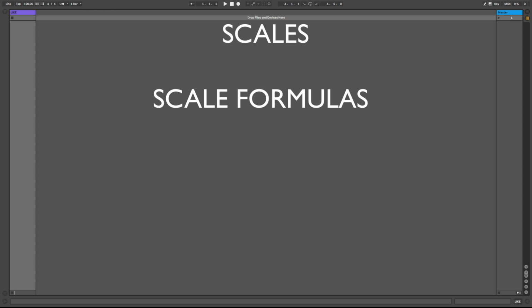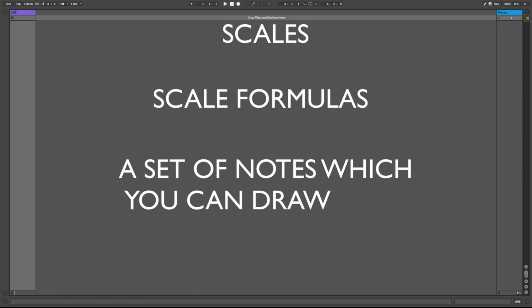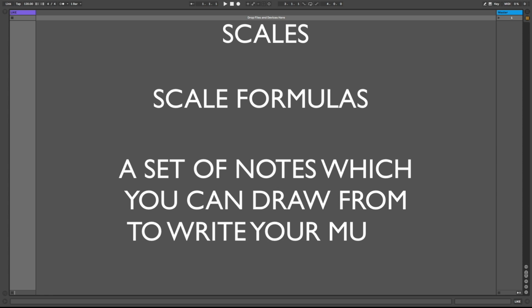Another way you can think of a scale is like this. Think of a scale as a set of notes, which you can draw from to write all of the music in your song.